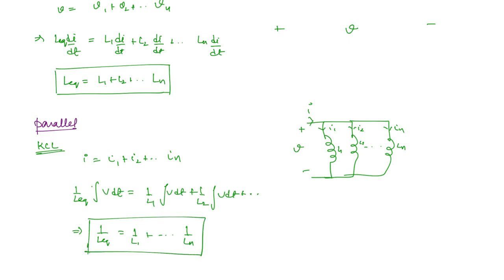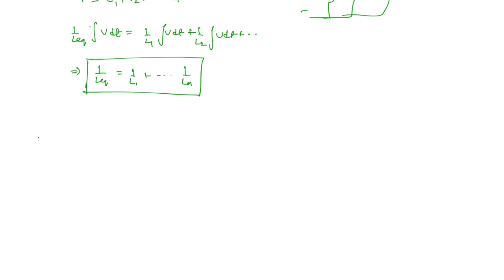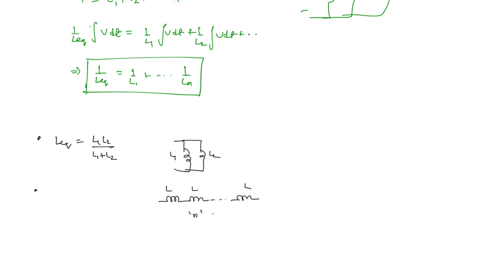Now a few important shortcuts that you need to remember. When two inductors are in parallel, what will be the equivalent inductance? L equivalent is equal to L1 L2 by (L1 plus L2). Next, what about inductors having equal inductances? Let's say there are n of them. In series, L equivalent is equal to n times L. And what about parallel inductances? Here L equivalent is equal to L by n.